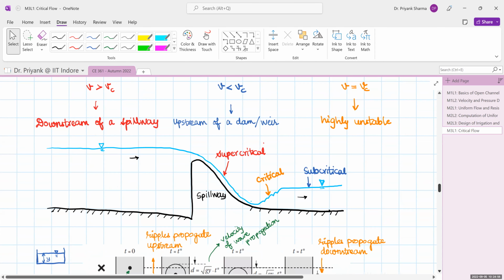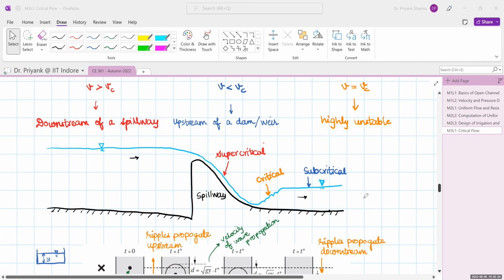So I am showing a view where the river is being obstructed by a dam, then it is flowing over a spillway and again joining the downstream river. So this is the flow which is coming, it is flowing over the spillway and then it is again joining. When flowing over the spillway, your velocity is very high and your flow depth is very less, and this portion will be characterized as supercritical flow.